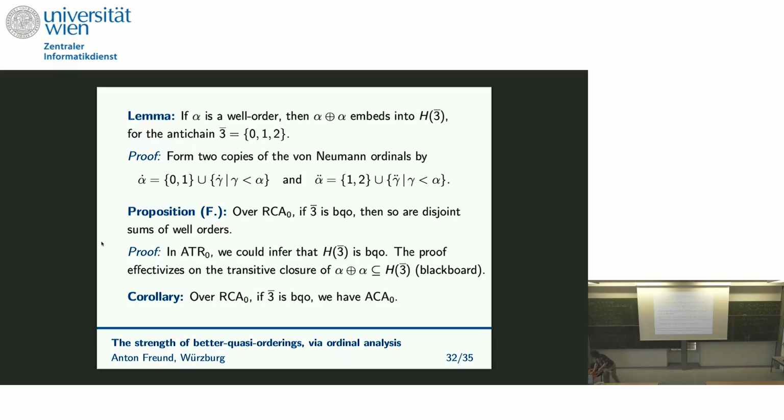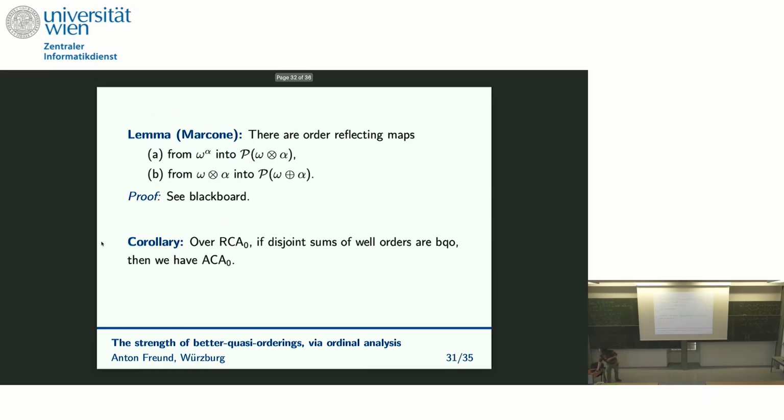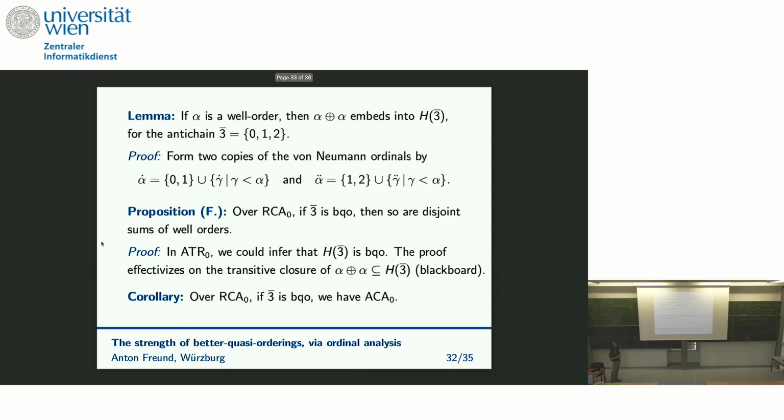Okay, so now the lemma looks good. For the previous slide, we wanted to get at least arithmetical comprehension. We wanted to have disjoint sums of well orders. The lemma suggests that maybe we can do that if we have just a 3-element anti-chain. But there is a catch. What I would like to reach is this proposition here over RCA0.